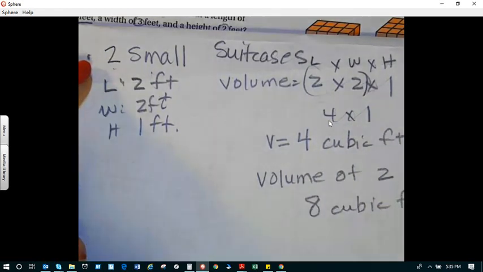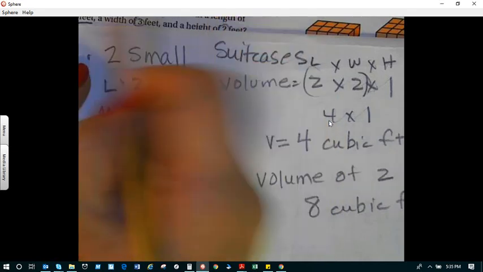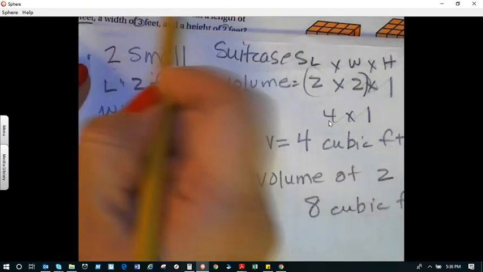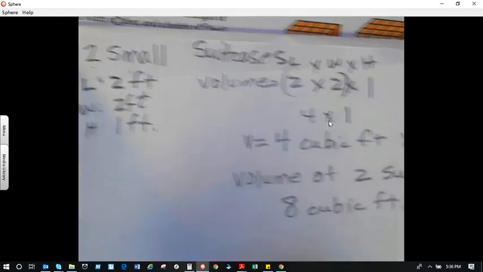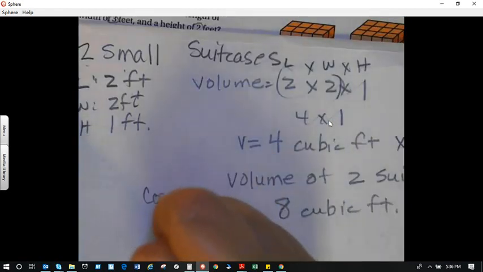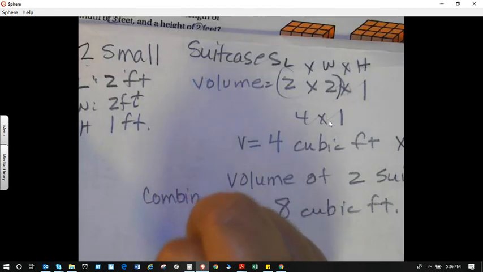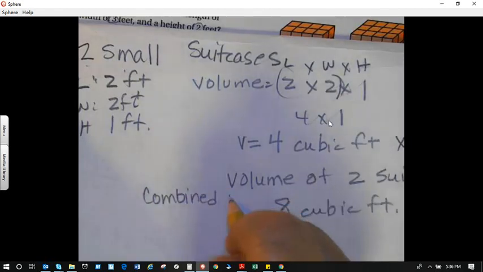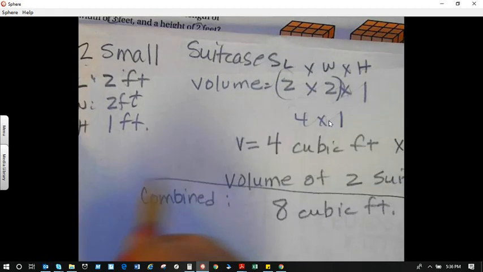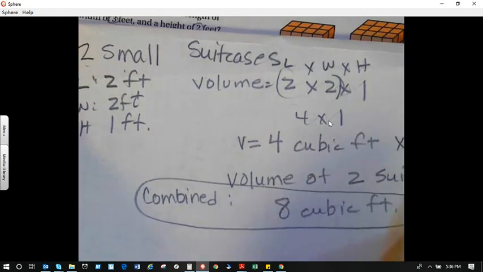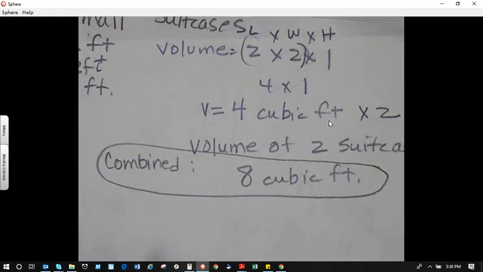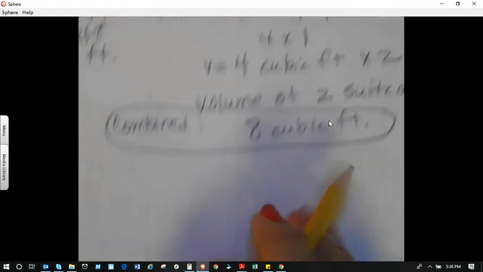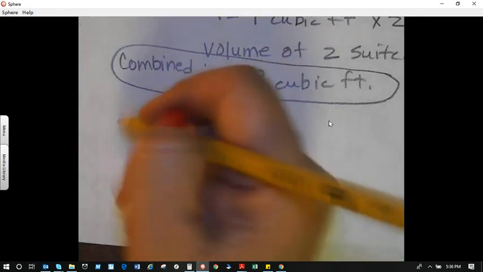Now we wanted to find out the difference. So the difference between their combined volume and the volume of one large suitcase. So this is the combined. All right. Now let's look at the large suitcase.